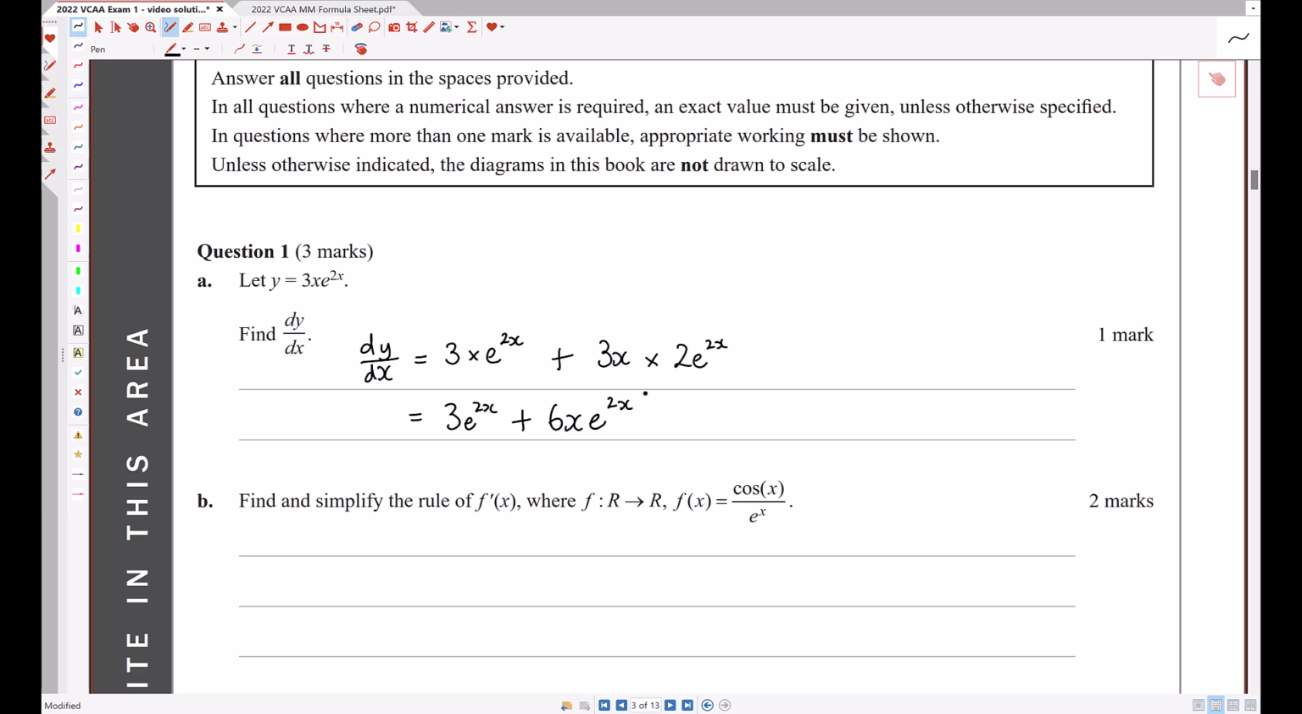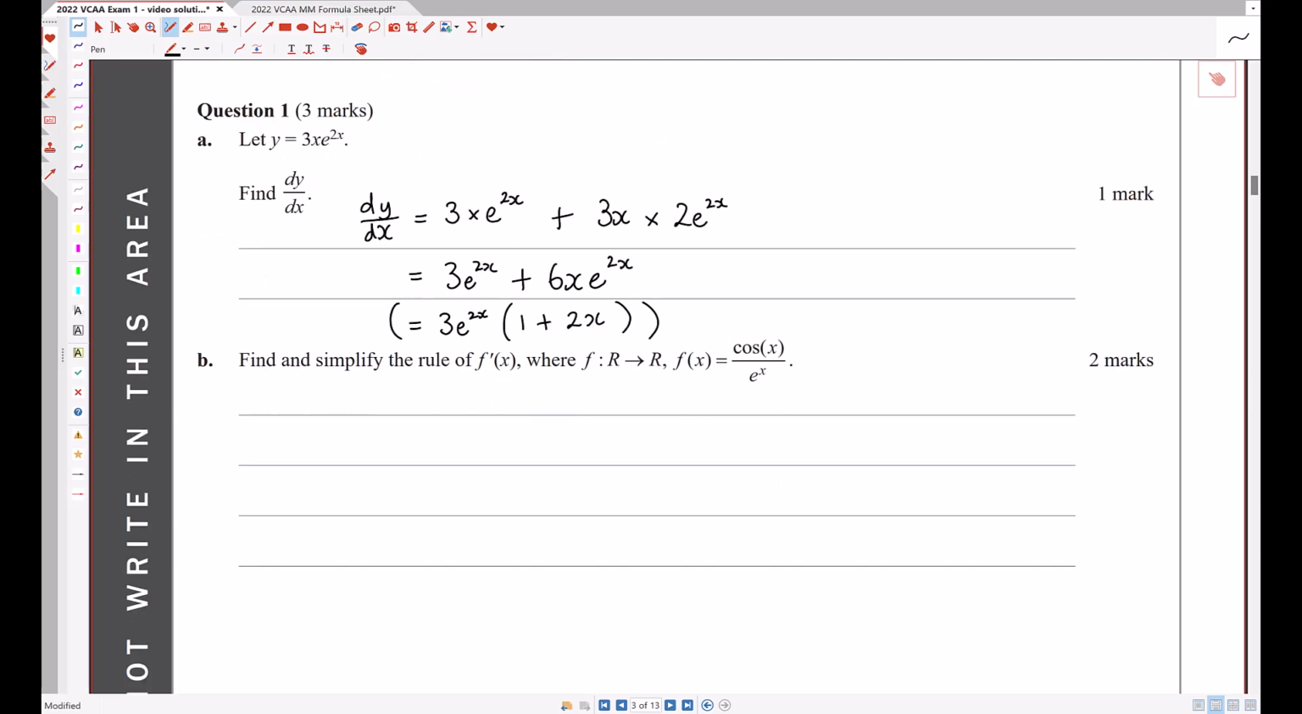Stop there, nothing wrong with that. Don't need to do anything further. Yes, you could factorise out a 3e to the 2x if you wanted, but it is completely not necessary to do so. And again, the more steps you do, the more opportunity you're giving yourself to make a mistake. So it could be written like that, but this would be a completely optional line. You would earn the 1 mark, probably even at the first line, to be honest.